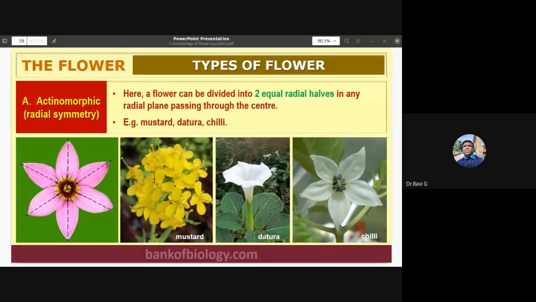Then we have this chili flower, chili being an example of the Solanaceae family. The chili flowers can also be divided into two equal halves in any radial plane which is passing through the center. Thus these chili flowers are also called actinomorphic flowers.